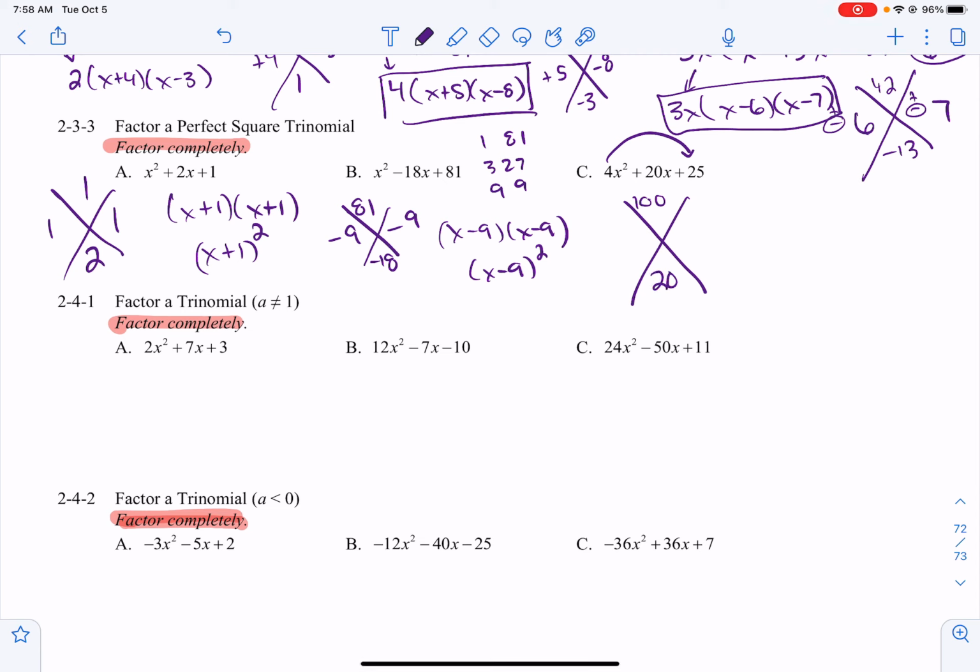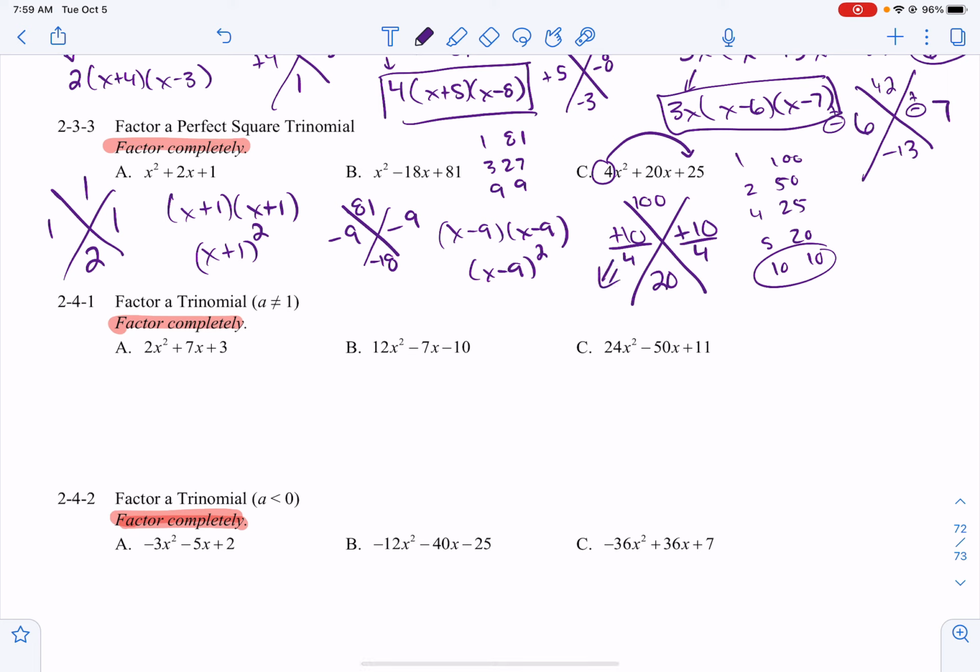So I'm multiplying to 100, positive 100, and I'm adding to a positive number. So both of my numbers are going to be positives. So let's see. 1 and 100, 2 and 50, 4 and 25, 5 and 20, 6, 7, 8 don't work, 9 doesn't work, 10 and 10, there we go. Plus 10, those add up to 20. But I had this 4 out in front, so I have to divide by that 4. I can't cheat. I multiplied by 4 at the beginning, so I have to divide by 4.